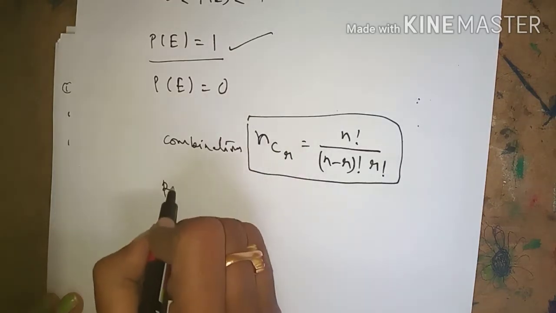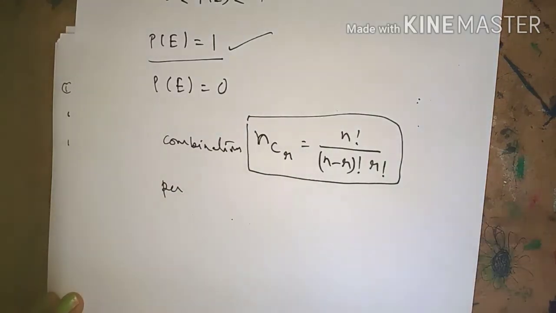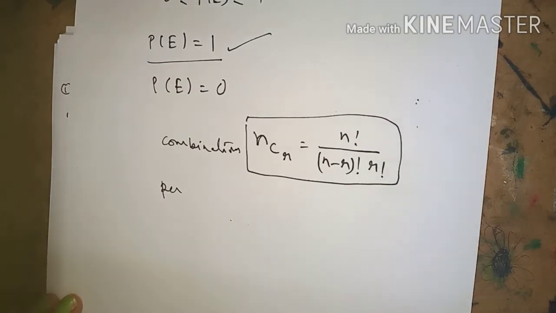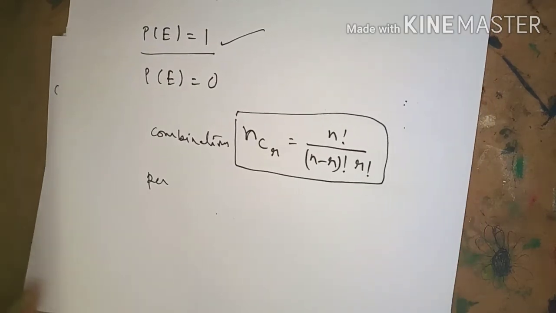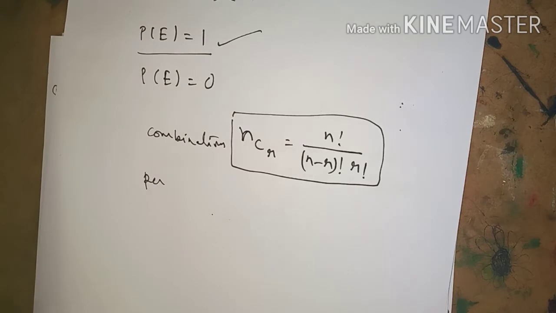Now permutation. What is permutation? Permutation is nothing but an arrangement, like arranging flowers in a garland, arranging beads in a chain. Whenever you do the selection, here we are choosing, selecting, drawing, taking, that's why we have to use the nCr formula.